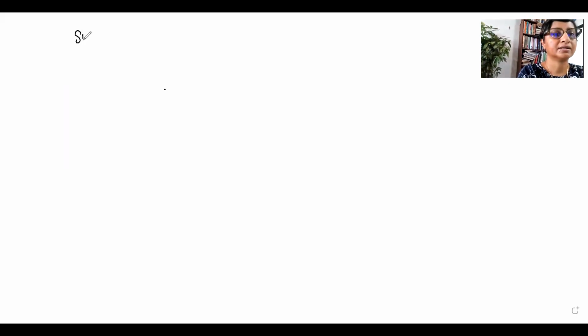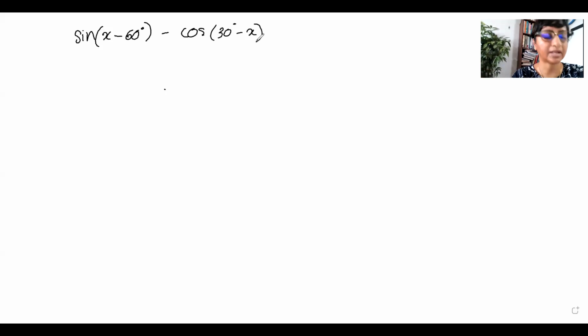We have sine of x minus 60, minus cos of 30 minus x, so that's in degrees, is equal to 1. We have to turn this equation into cos x equals some number, some k.